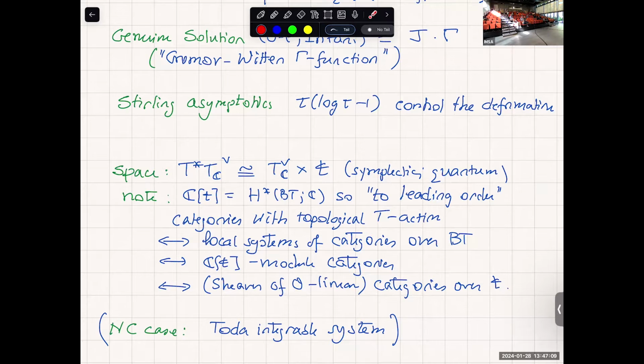So already we have a problem here because I've told you that categories with topological action are two different things. On one hand, categories on the dual torus, on the other hand, categories on the Lie algebra, and the two things are really different. So it can't be both. It's got to be one or the other, but then you wouldn't have a Fourier transform. So the answer is really it's neither, it's something bigger than both.